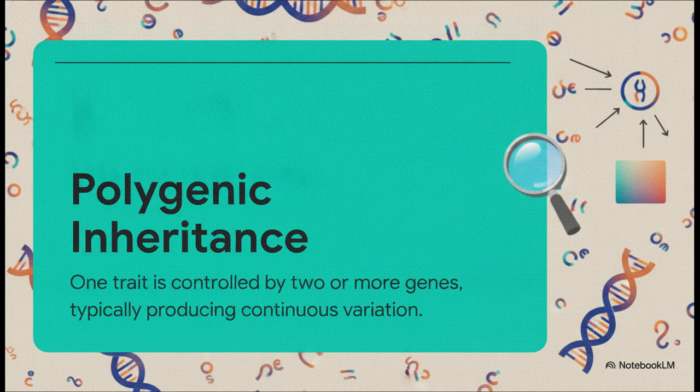But then, flipping the script entirely, we have polygenic inheritance. This is where one single trait is controlled by two or more genes working together. So our rule of thumb here is many genes, one trait. Instead of a single gene acting as a bottleneck for many traits, we have a whole team of genes pooling their influence together to dial in just a single physical characteristic.